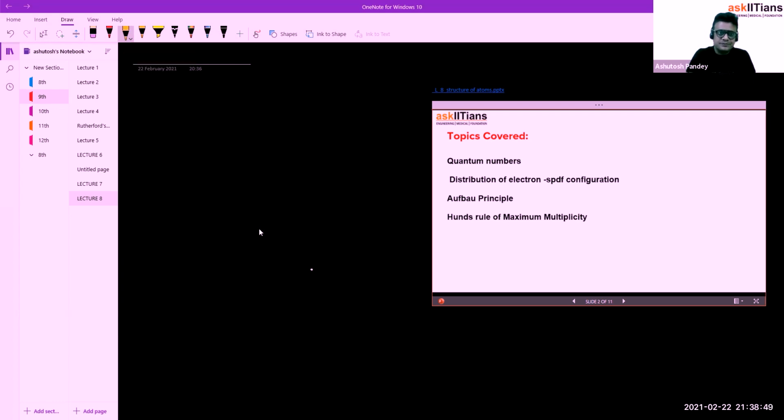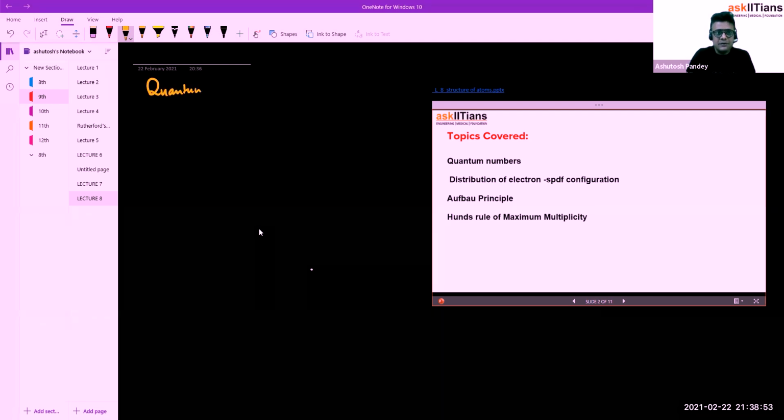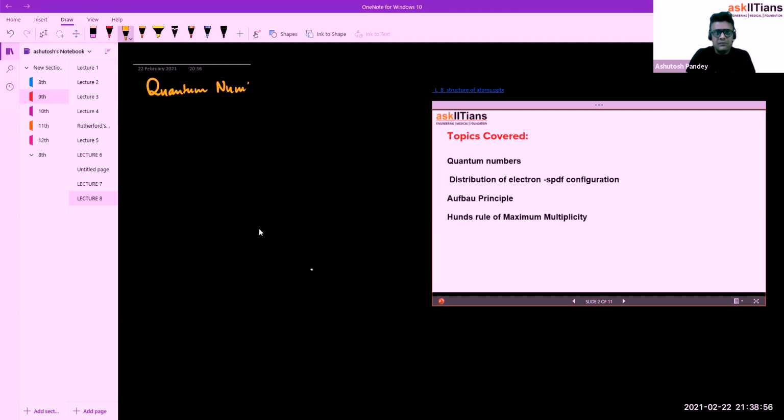Before starting quantum numbers, I just want to explain the quantum mechanical model of atom very briefly, just a brief introduction of what is the quantum mechanical model of atom.